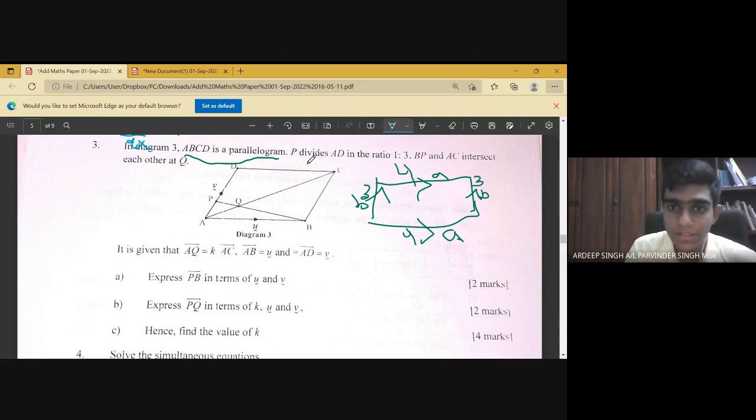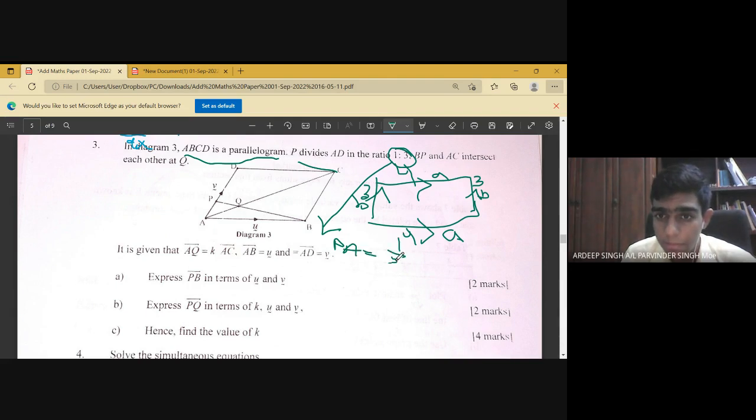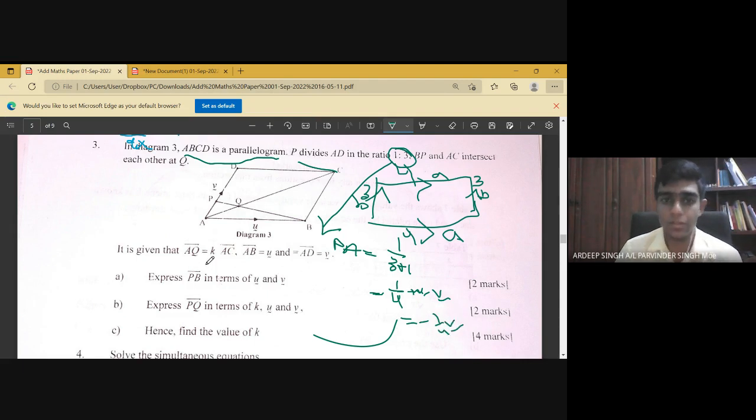Now they say P divides AD. So when they say AD here, P divides AD, that means the ratio 1 to 3. So 1/3 here means to get the sign. So that means PA will be 1 plus 3, you get 1/4. That's how you get this one, 1/4 PA. Then after you need to take PA plus AB. So 1/4 PA, negative V, you get negative 1/4 V. So that's the PA. So you take PA plus AB.